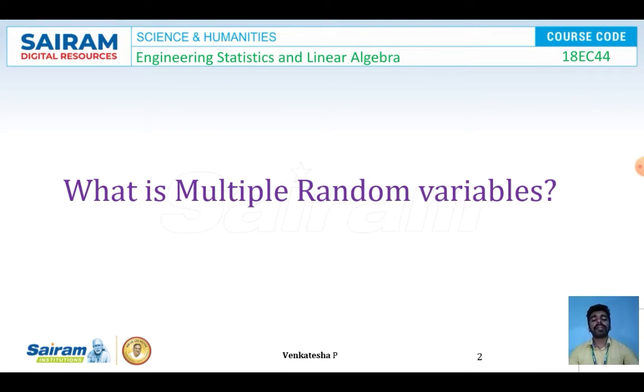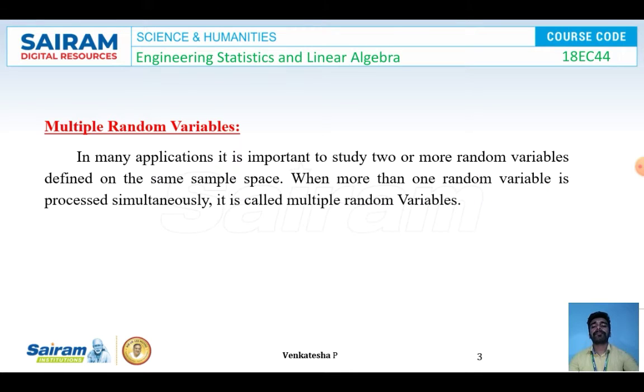Okay, fine. What are multiple random variables? In many applications, it is important to study two or more random variables defined on the same sample space. When more than one random variable is obtained simultaneously, it is called a multiple random variable. For example, in a random experiment, the sample space will have some finite number of outcomes. Now, if I assign those outcomes to two or more random variables, those kinds of random variables will be called multiple random variables.